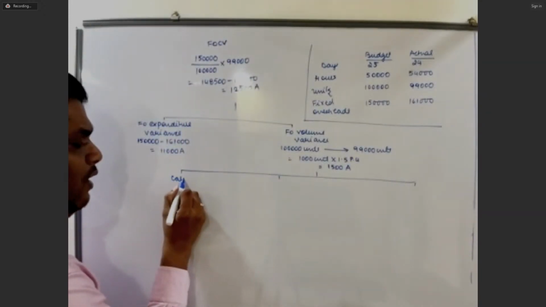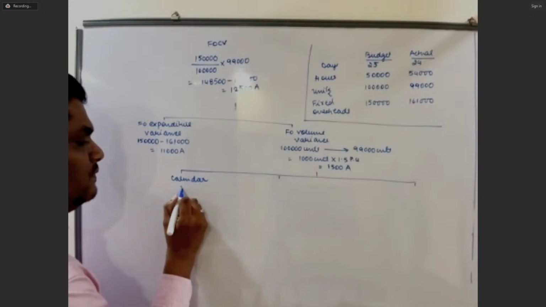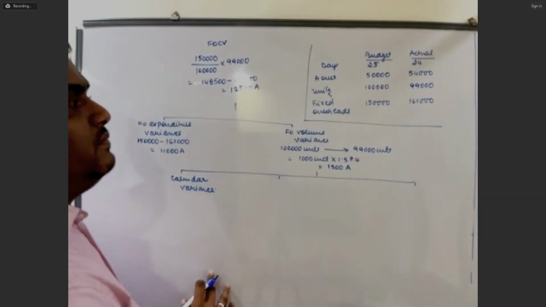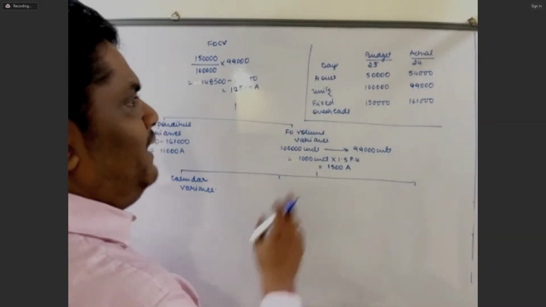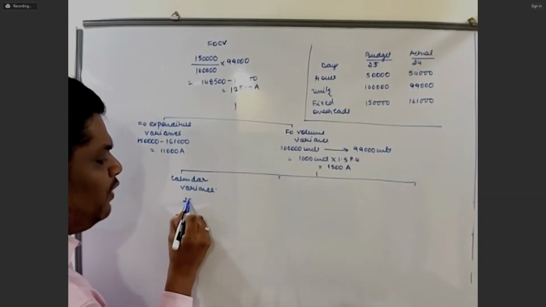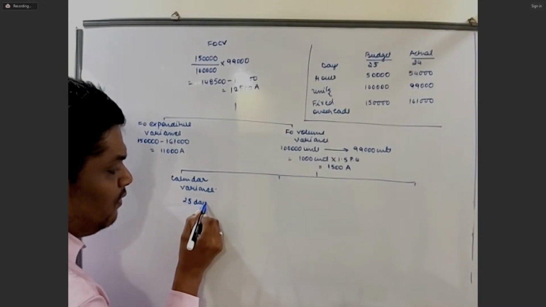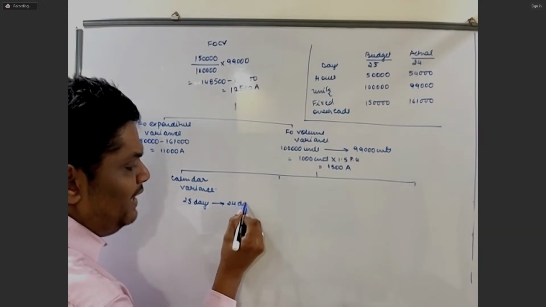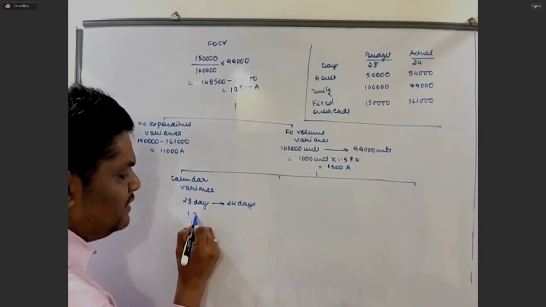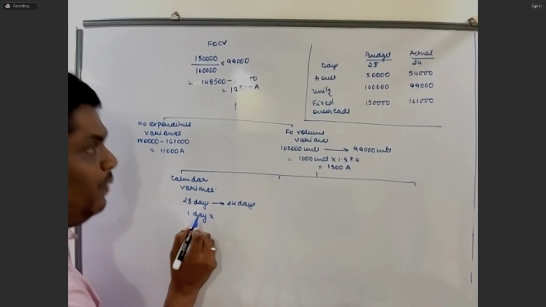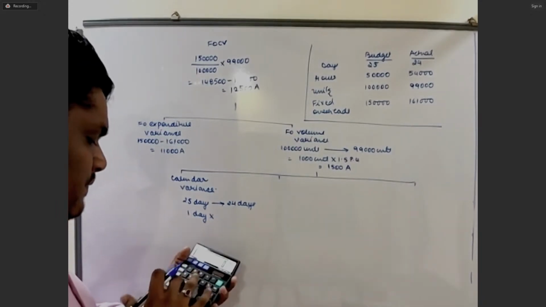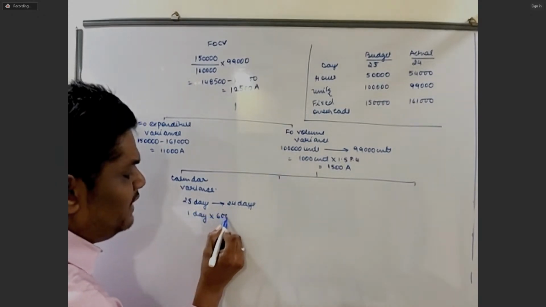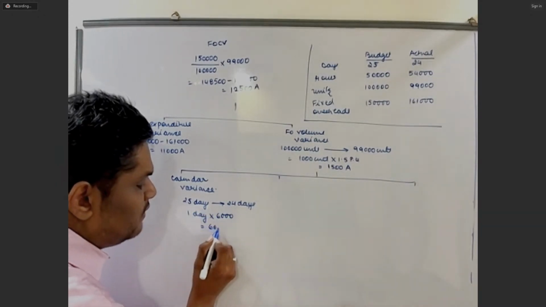Now, when talking about calendar variance, we were supposed to work for 25 days, but we worked only for 24 days. That is 1 day less we worked. So this will be adverse. When talking about the rate, this will be 6,000 and 6,000 adverse.